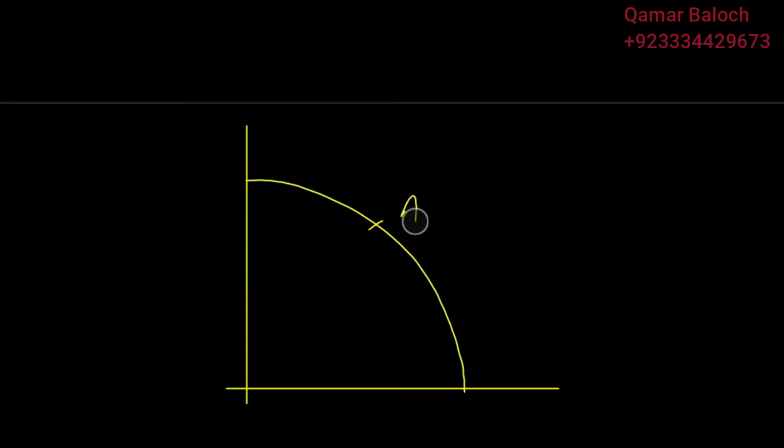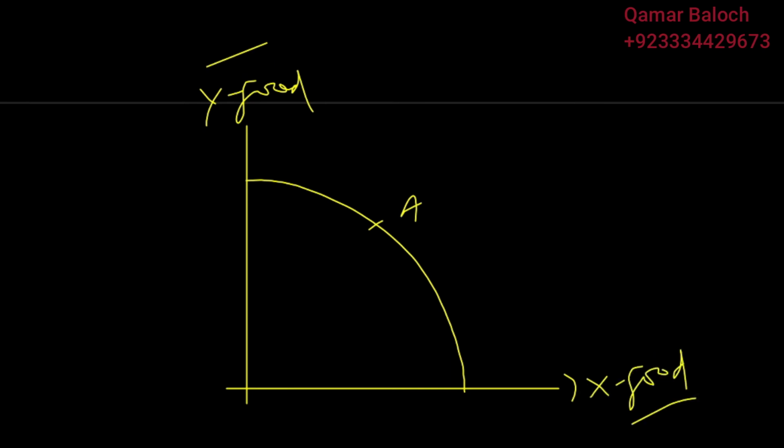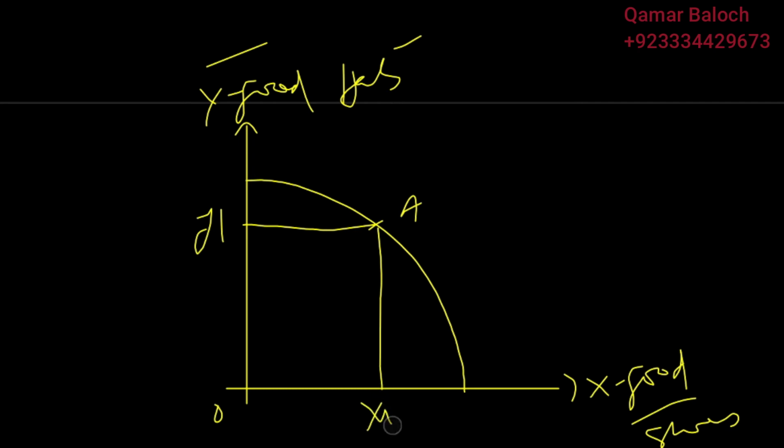For example, if we are at point A, this is Y good. Y good is any kind of product, and this is X good. It is another good. For example, this is shoes and this is hats. So this is, let's say, pair of shoes, and this is hats on the Y axis. At combination A, let's say we can produce Y1 quantity of hats, and we can produce X1 quantity of shoes.